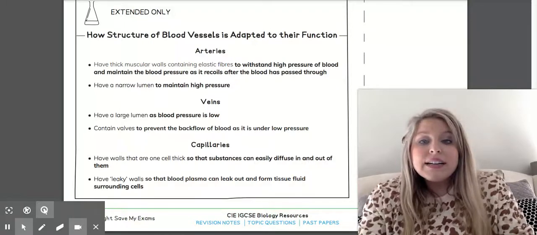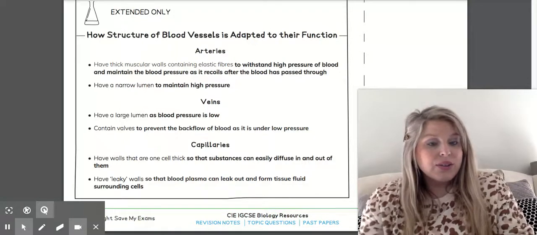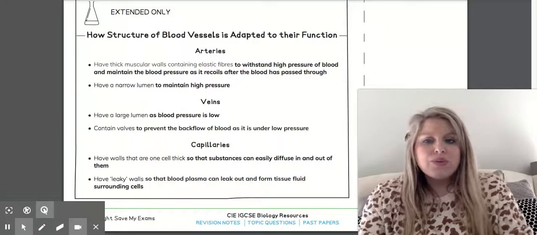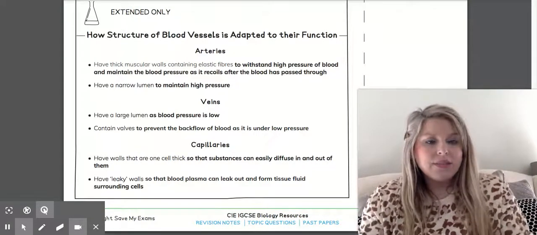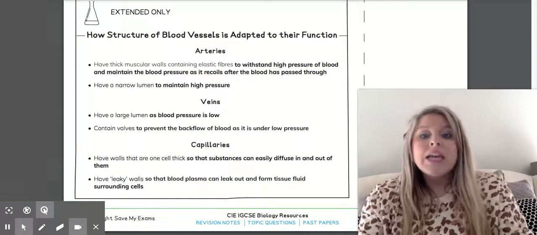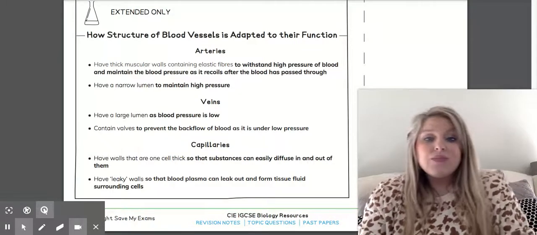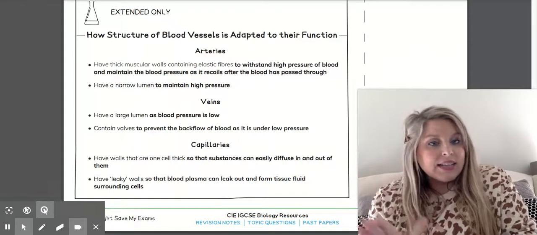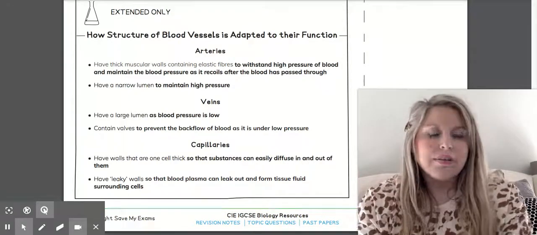And then capillaries have walls that are only 1 cell thick, so substances can easily diffuse in and out of them. And then those walls are leaky, is how these set of notes describe it. So that blood plasma can leak in and out to form tissue fluid in the surrounding cells. And when we get to the lymphatic section in this unit, we'll talk about that a little bit more.